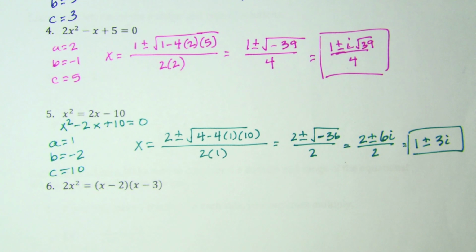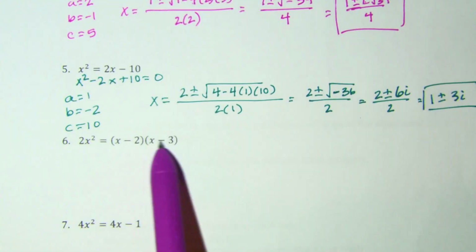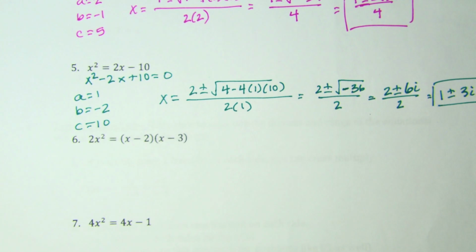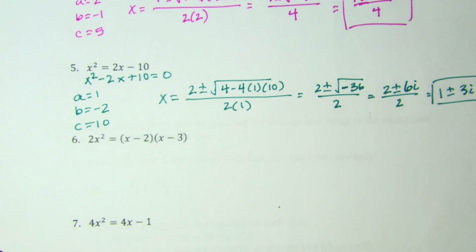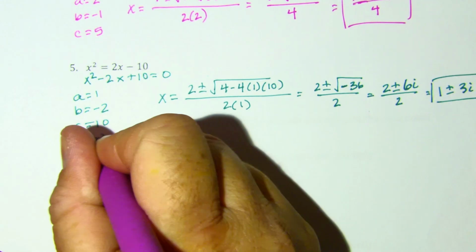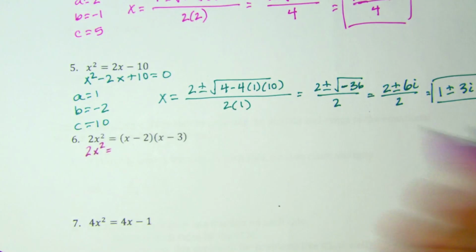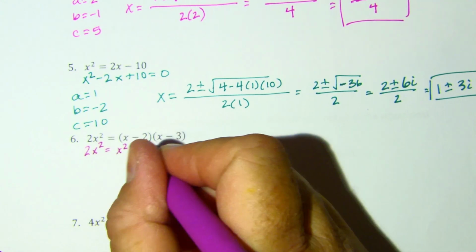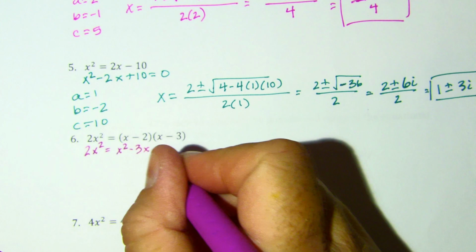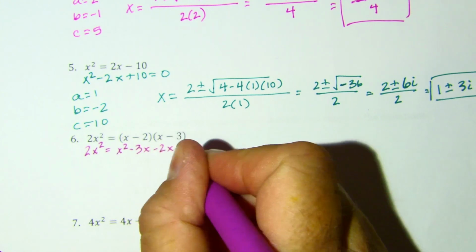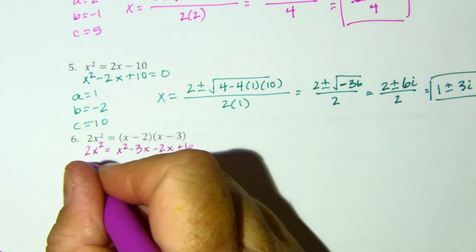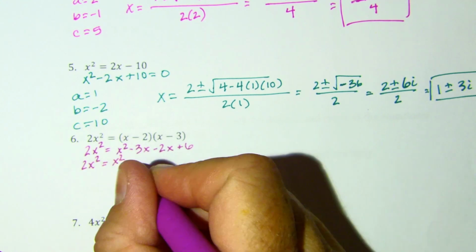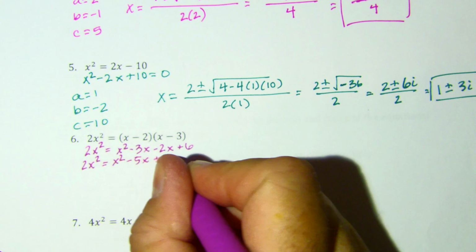Now the next one has a little bit of an extra step here. I need to multiply this out before I can get this into standard form. You can use the box method or you can use FOIL. I'm not going to show my work for this one. I'm going to go ahead and just write out what that is multiplied. That would be x times x is x squared. x times negative 3 is negative 3x. Negative 2 times x is negative 2x, and then plus 6. Simplifying that, we get 2x squared equals x squared minus 5x plus 6.